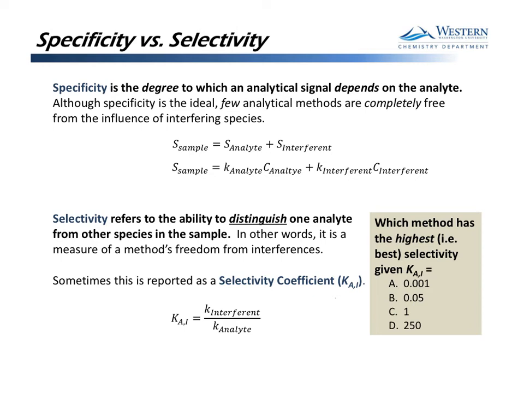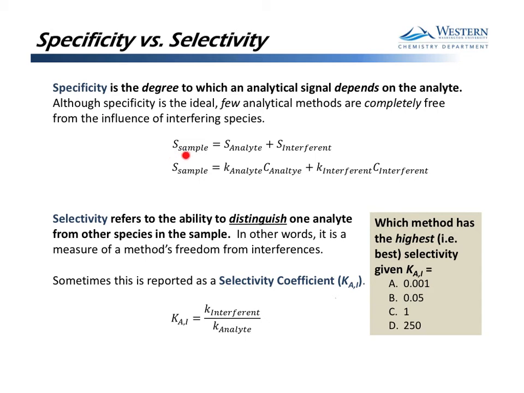Okay, now we talk about specificity. So what is the specificity? The specificity is the degree to which the analyte signal depends on the analyte. So it means how specific it is to the analyte. Okay. Also, specificity is the ideal, but few analytical methods are completely free from the influence of interference.